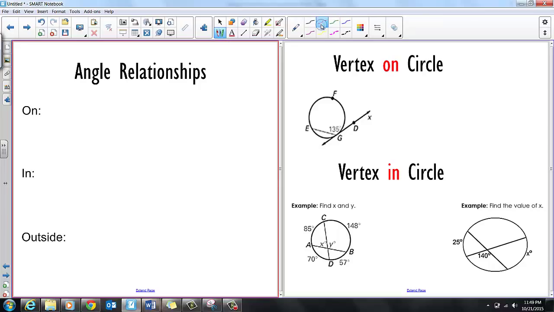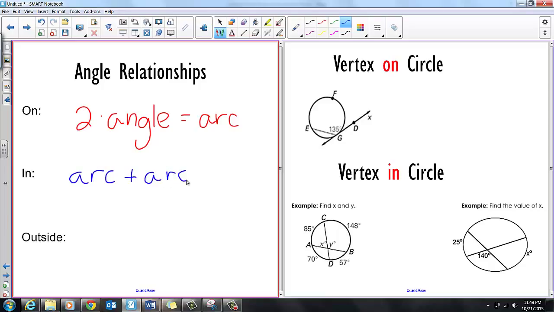So we're going to write some rules over here on this left side. We want to say 2 times the angle will give me the arc. Okay, so that is our formula for on. When the vertex is inside of the circle, we want to say arc plus arc divided by 2 is equal to the angle.